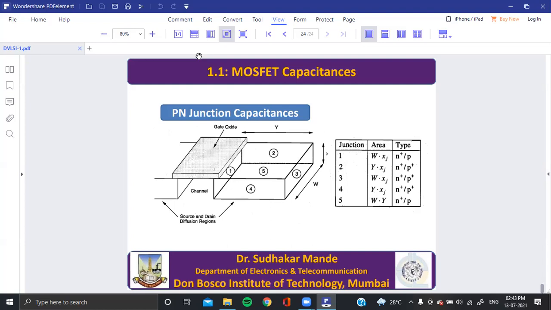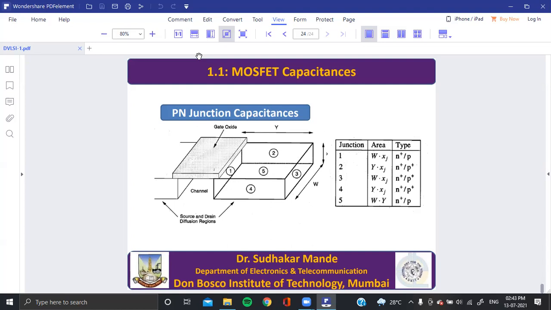Then in the linear region, the gate to source and gate to drain capacitances exist, and we divide them equally, half each. This is bias dependent. CGS and CGD are half of the total capacitance. In the saturation region, only the gate to source capacitance exists, and that is 2/3 of the total capacitance.